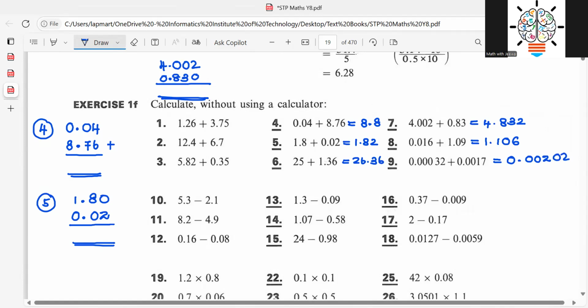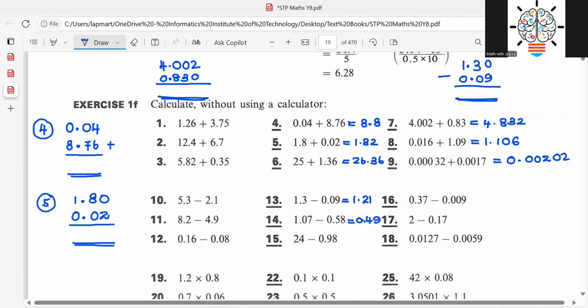0.0202, right? Then the next one, the subtraction, 1.3 minus 0.09. Then the answer is 1.21. Again, when you are writing 1.3, you want to subtract 0.09, children. Since here it is a blank, you fill the blank with 0. Then you subtract as we do with normal whole numbers. 1.07 subtract 0.58, so the answer is 0.49. Hope you can see the decimal.